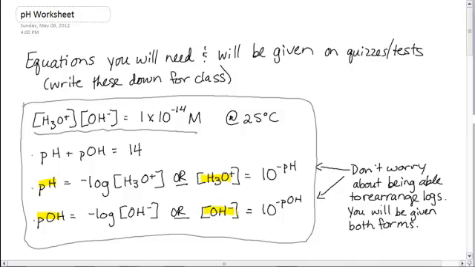Now make sure you have your pH worksheet out. We're going to work through a couple problems from that, and then you'll spend the rest of class working together on the rest of the problems. At the end of class, turn your worksheets with your names on it into Mr. Stengel for when I get back.